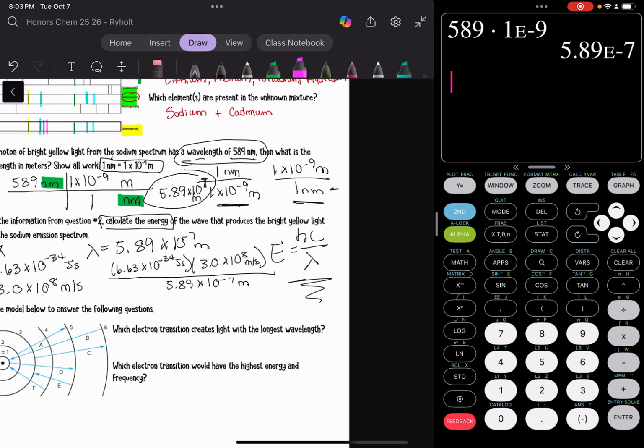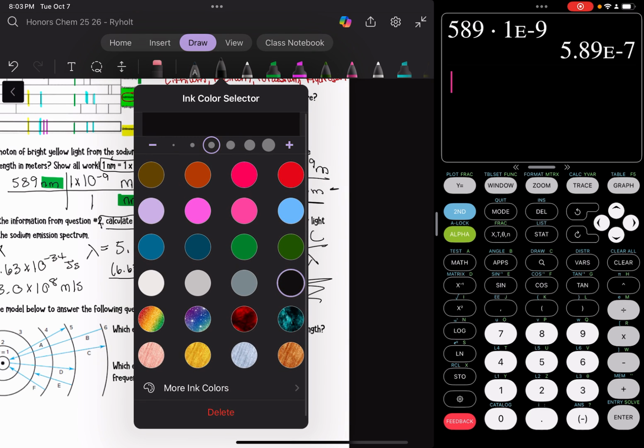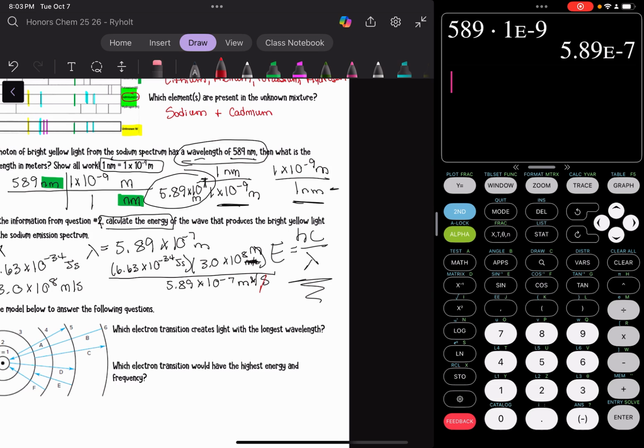So we need to cancel out units until we end up with the unit that we should be getting for energy, which is just joules. And so meters per second, right here for our speed of light, you can think of as meters over seconds, times 1 second. If we look at it like that, we cancel the seconds down here with the seconds in the joule seconds unit up here. And we cancel these meters here, meters, meters. And so the unit that we end up with is joules.